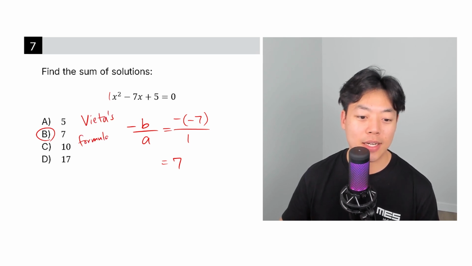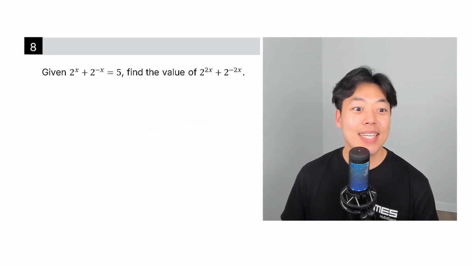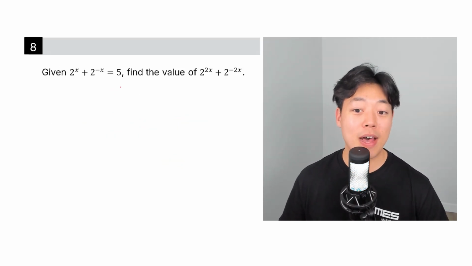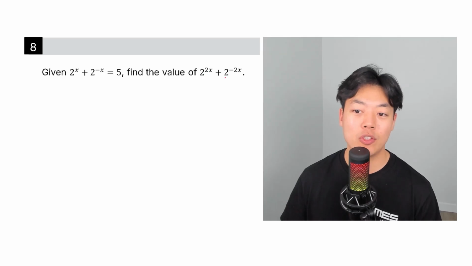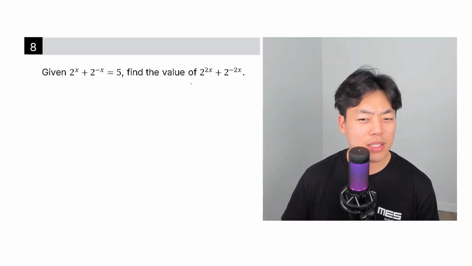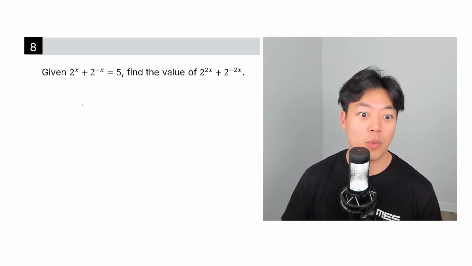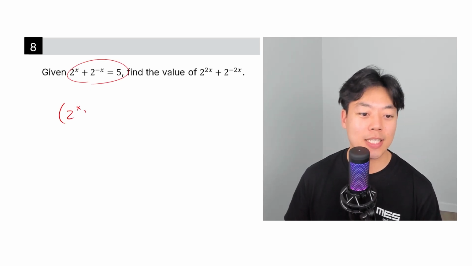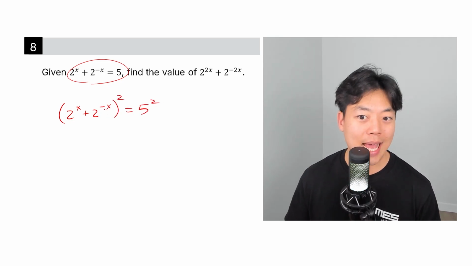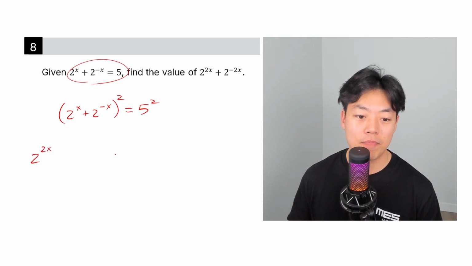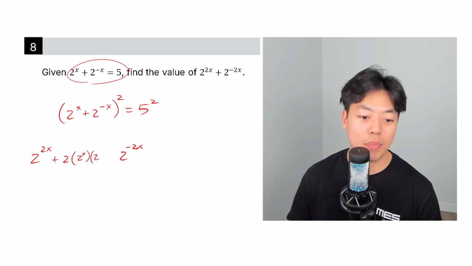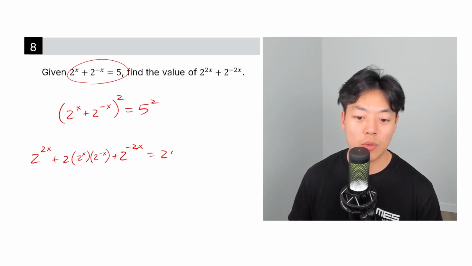One of Vieta's formulas. Given 2 to the x plus 2 to the negative x is equal to 5, find the value of 2 to the 2x plus 2 to the negative 2x. So it looks like we're going to be multiplying these x's in the powers by a 2. In other words, we are squaring both sides of this equation once more. So we'll have 2 to the x plus 2 to the negative x squared is equal to 5 squared. Now, don't forget again, when we square things, we will have something like this. But in the middle, we'll have 2 times AB. So 2 times both of these will equal 25.